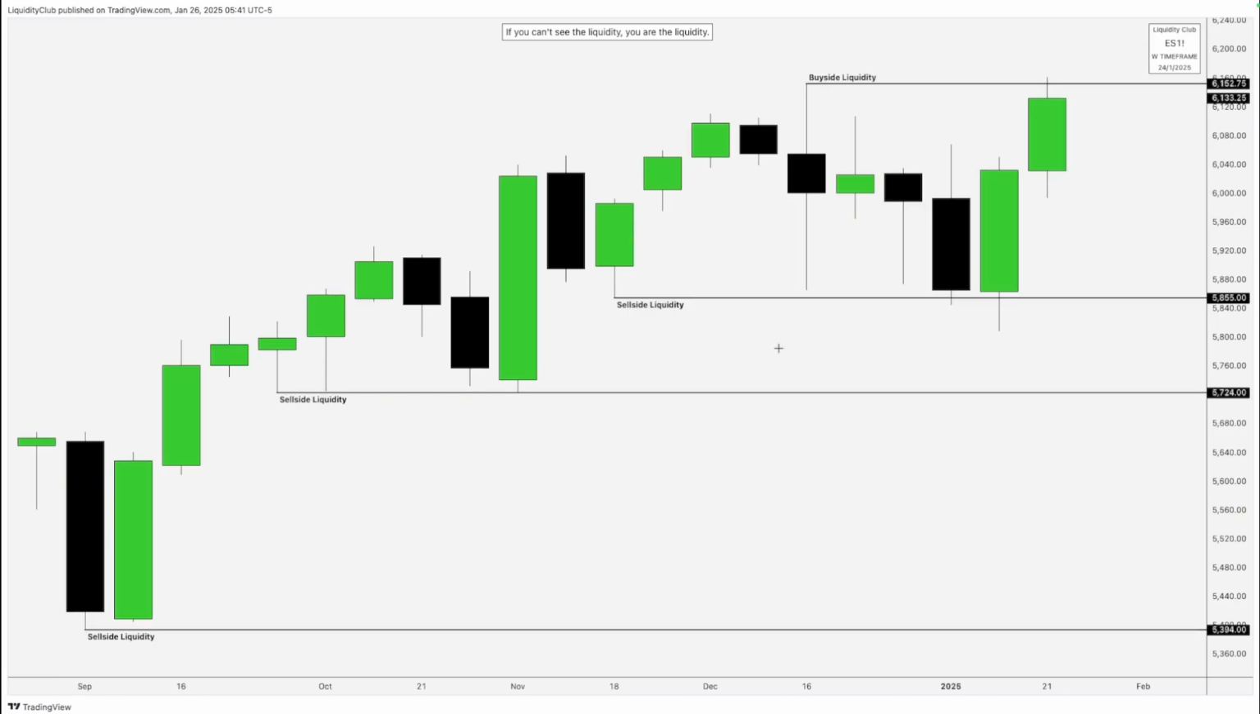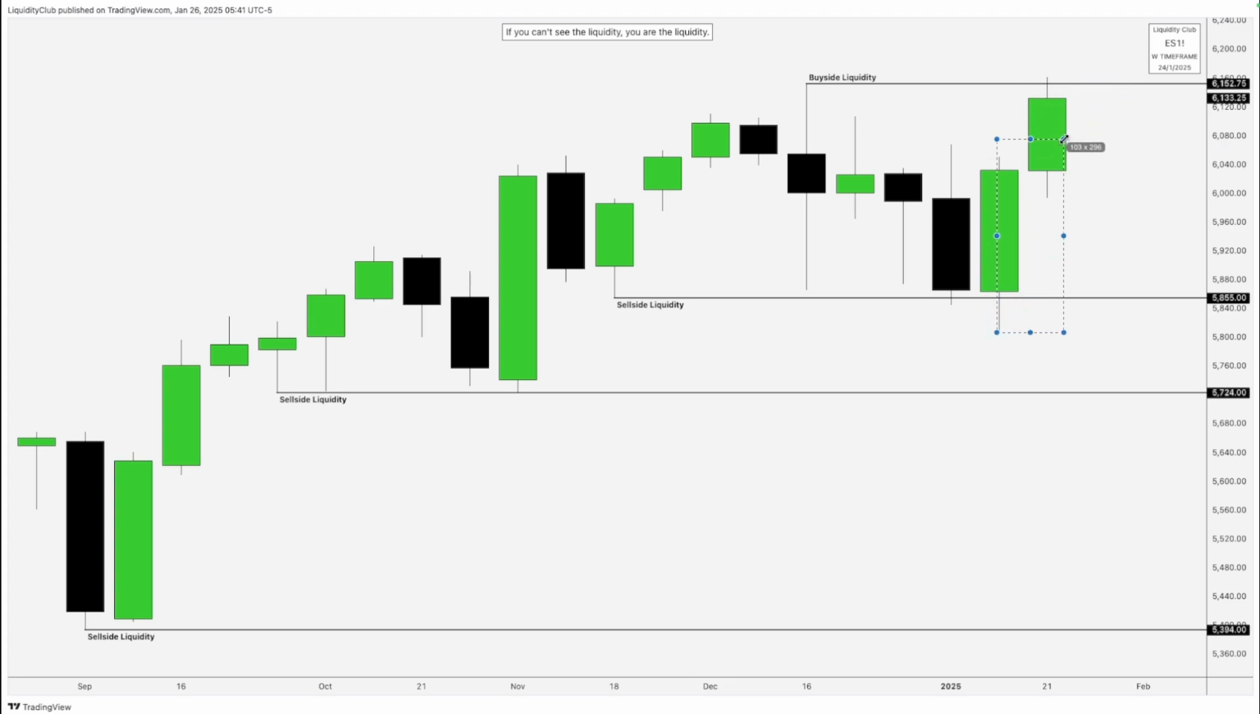Going to ES, here I'm viewing the continuous contract and I'm viewing the weekly time frame chart. As you can see, since price has taken the sell side liquidity right there, it has reversed and taken out the buy side liquidity. So now we have swept the sell side liquidity and we've swept the buy side liquidity. What we want to see here is a retracement into the midpoint of that range.